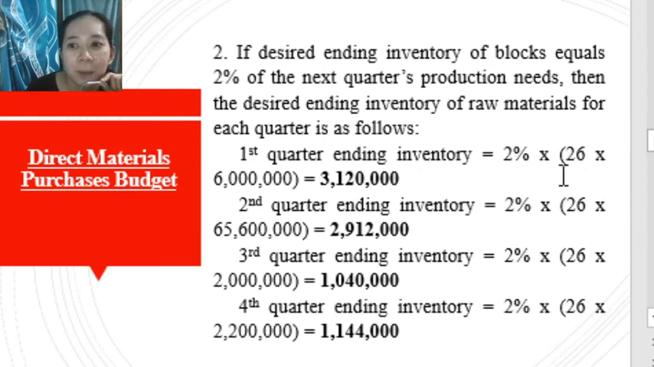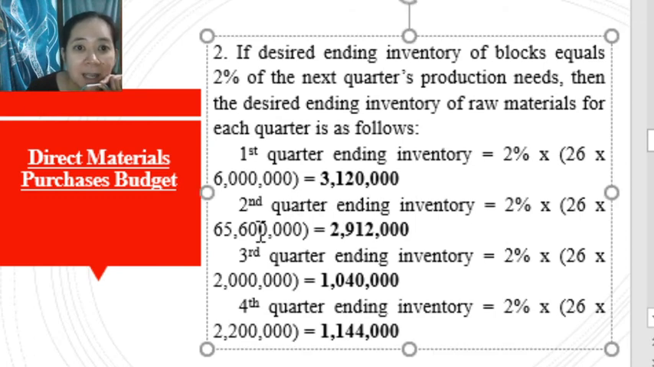So again, we will multiply it with the number of pounds needed for each block. So again, that's 26 pounds. Then we will multiply it by 2%. So that's 3,120,000 for the first quarter. The same thing also with the second quarter. Our basis here is the third quarter's requirement. The third quarter is based on the fourth quarter's requirement.